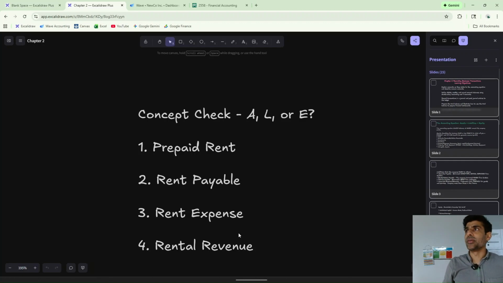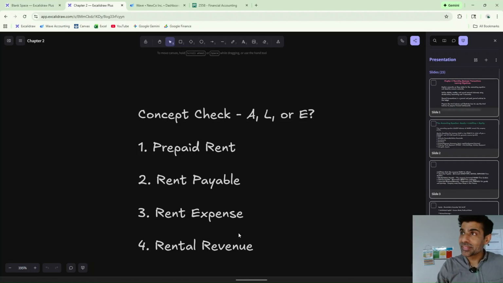Who thinks it's an asset? Raise your hand. Okay, nobody. Good. Liability? Yes. Payable, right? That's the key word there. It means that you owe rent to somebody, your landlord. So that's a liability. It's any amount that you owe, any cash, services, anything that you owe to someone else, that's a liability. So rent payable is a liability.